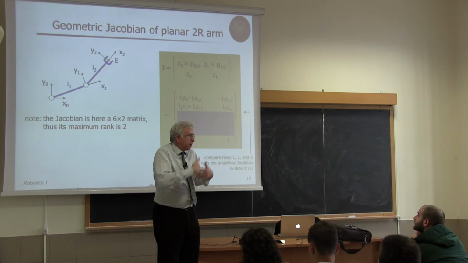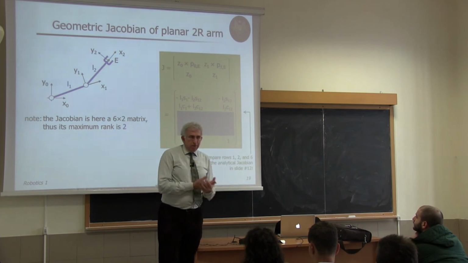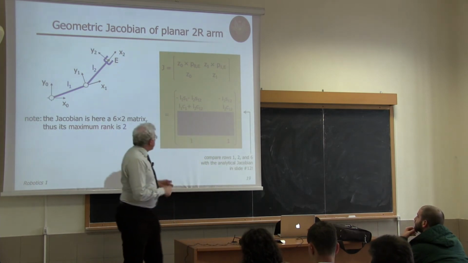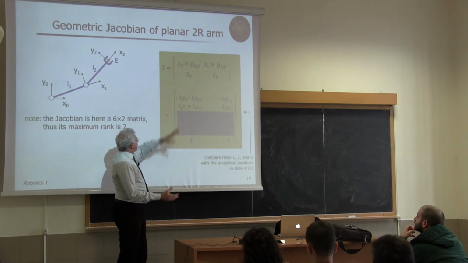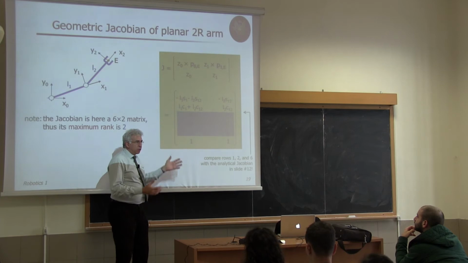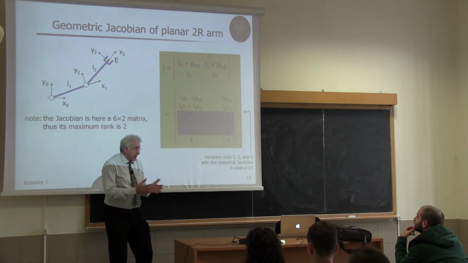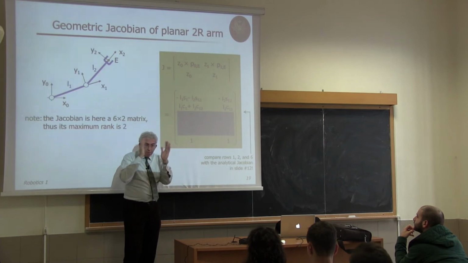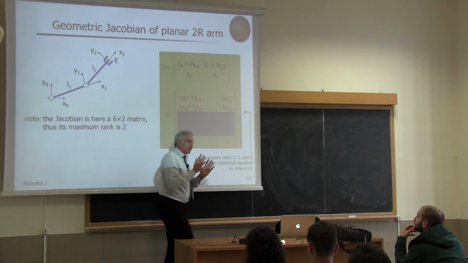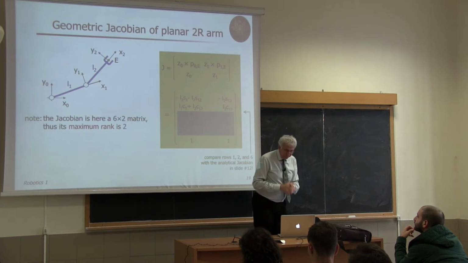The others are a consequence of this choice. So the fact that I'm using a Jacobian which apparently maps my 2 joint velocities into 6 quantities should not be misleading, in the sense that I cannot control all 6 quantities. Of course, I can control at most 2 of them at the same time. Okay?